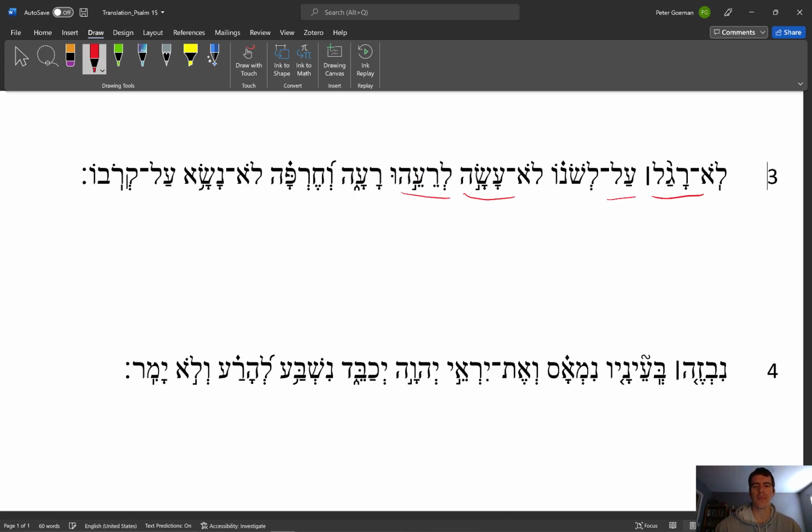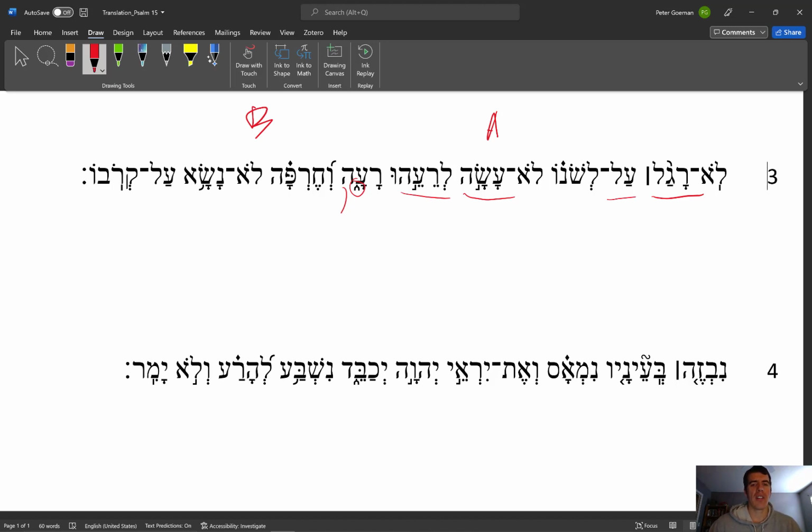So he does not slander with his tongue, and he does not do evil to his neighbor or to his friend. And then I should say, with regard to the division here, the wishbone is the normal way of marking where you have the division between line A and line B. So that's typically how it works. And so line B starts now.